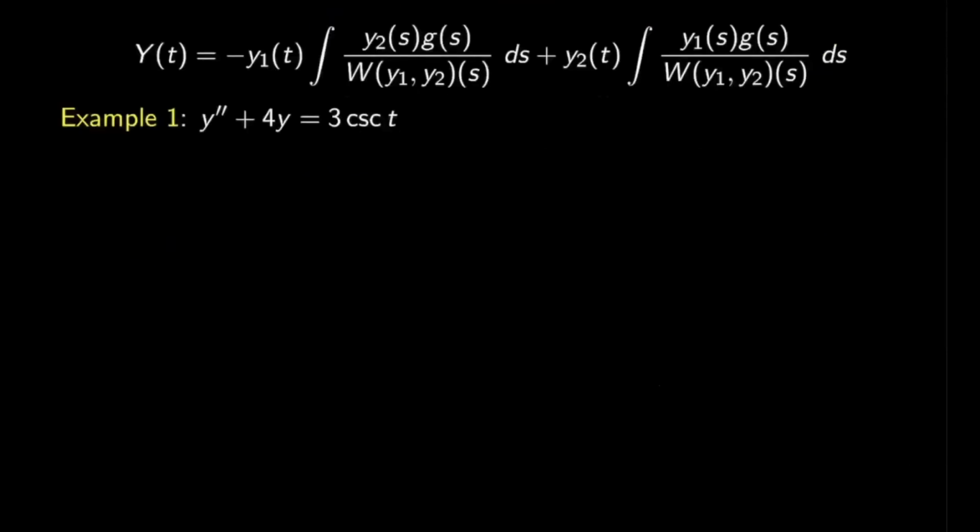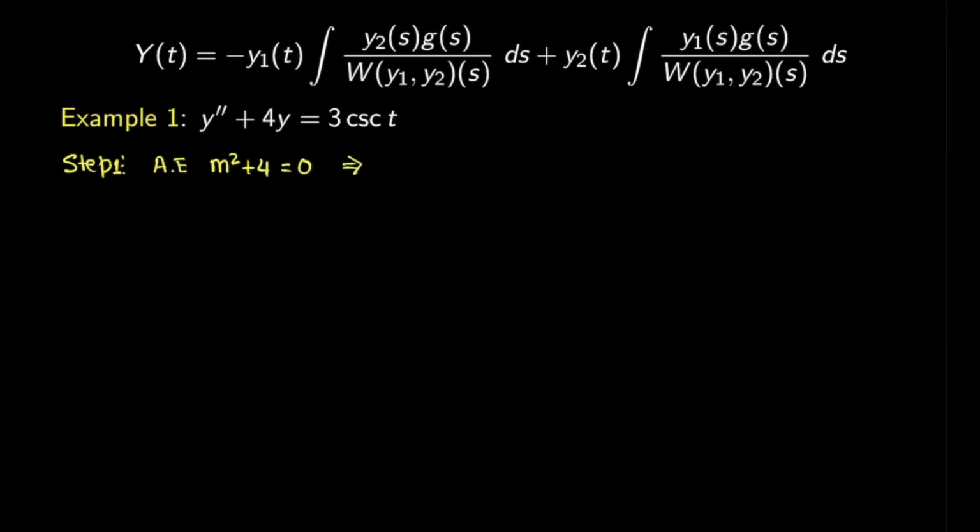Let's take a few examples and practice this method. So here I have a non-homogeneous differential equation with the forcing term 3 cosecant of t. I will solve this differential equation in a number of steps. In step number 1, I will solve the homogeneous part of the differential equation. In order to do that, I need to find the auxiliary equation, which is m squared plus 4 equals 0. This is step number 1.